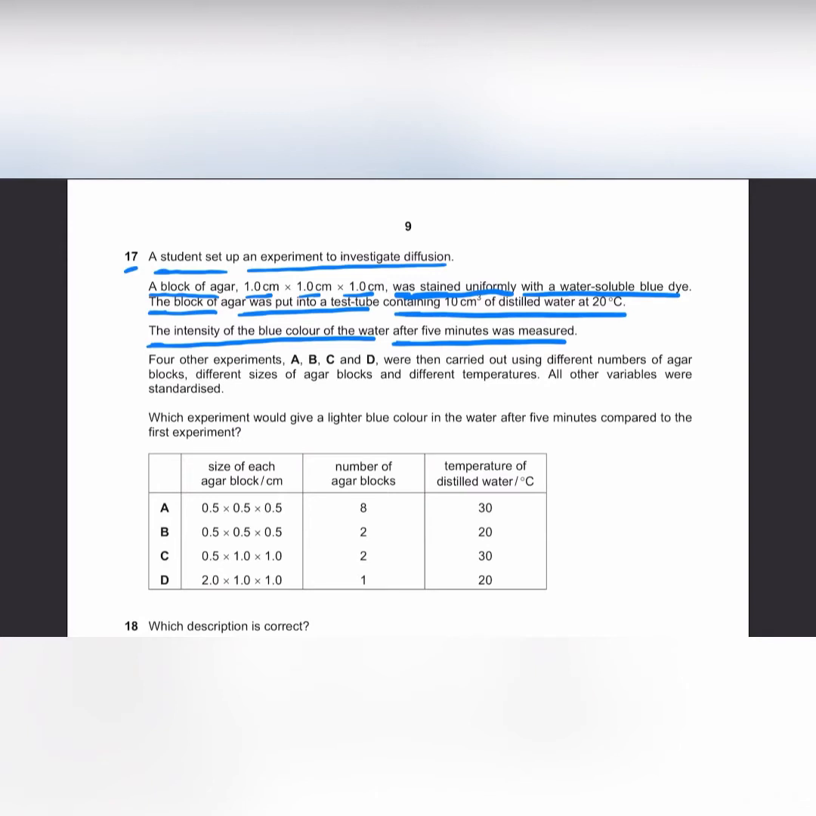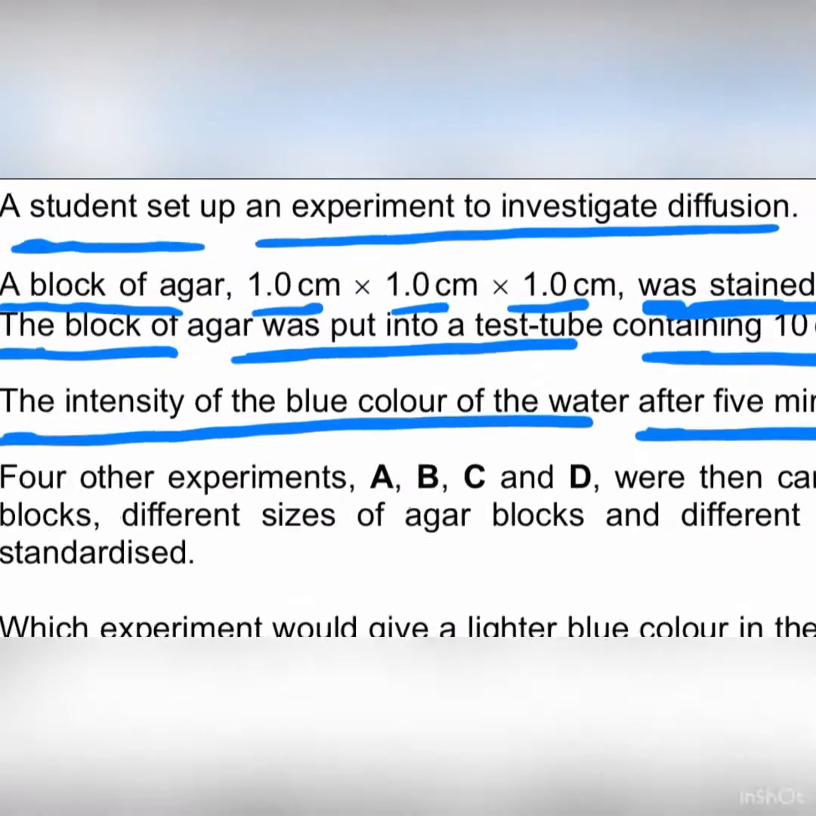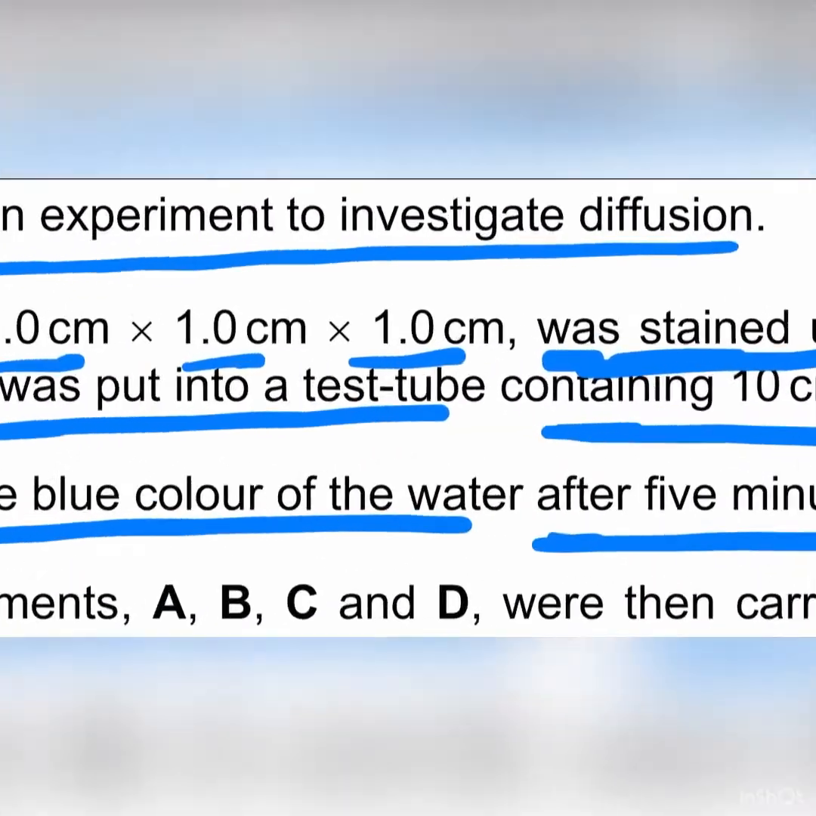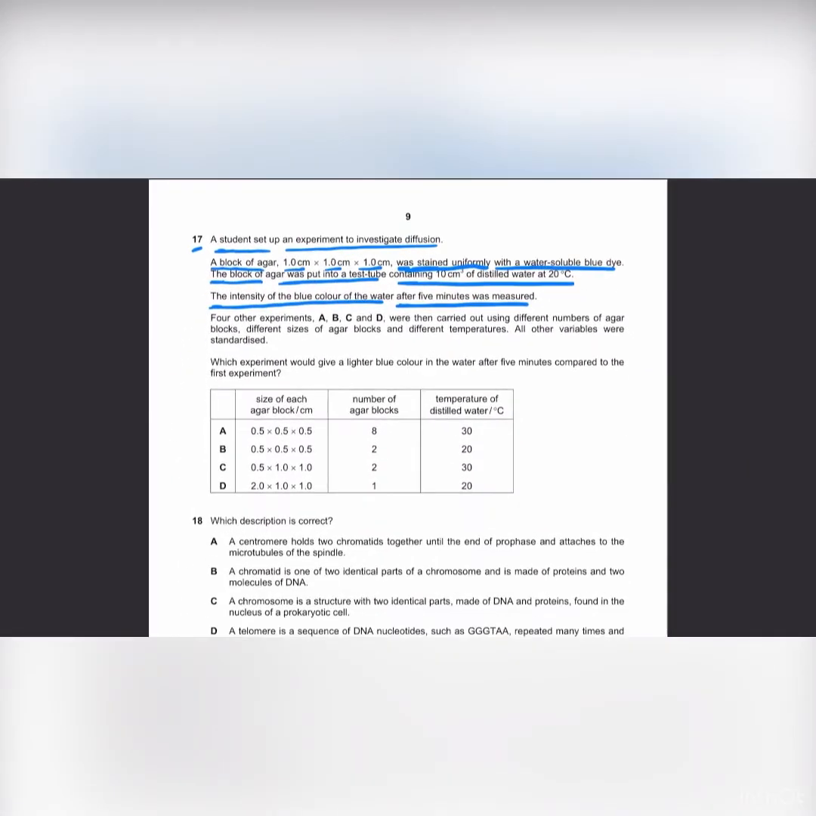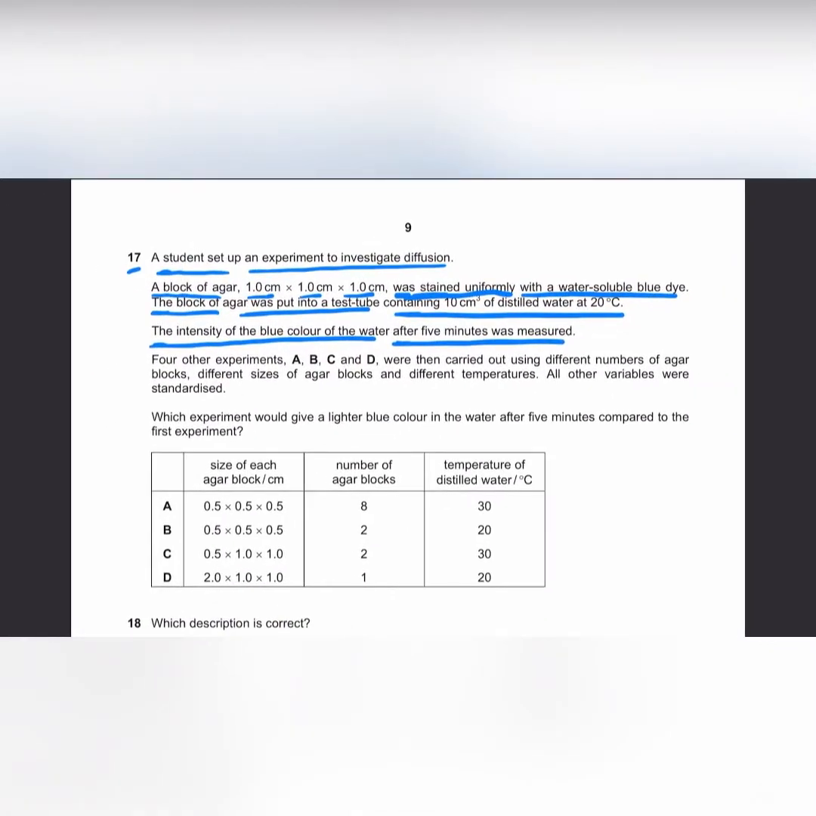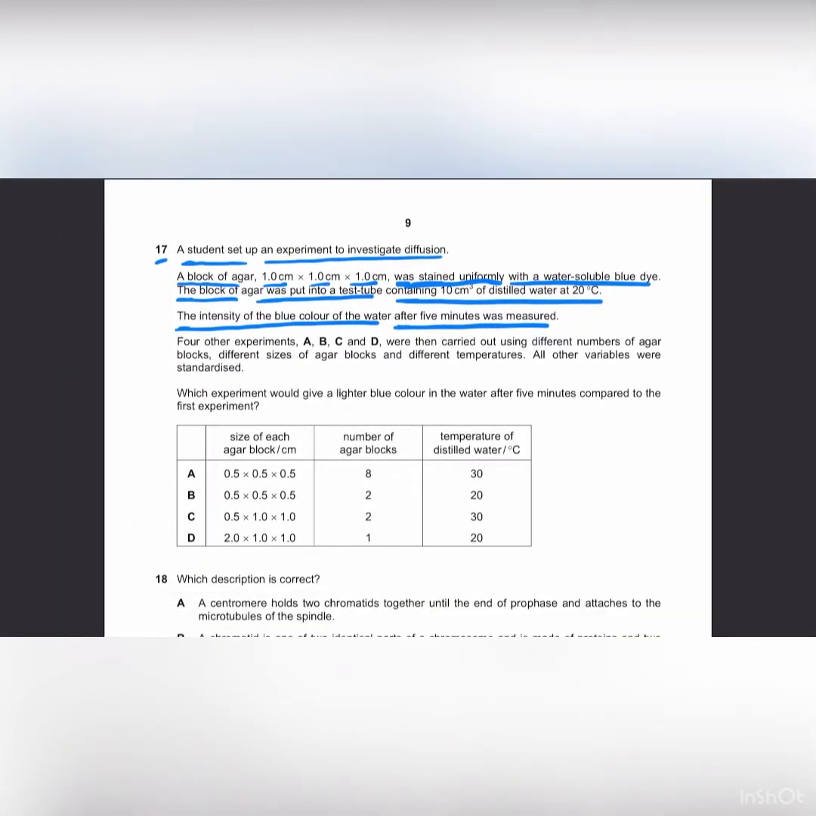So let me explain this experiment. The student is investigating diffusion, and took a block of agar jelly which was 1 centimeter by 1 centimeter by 1 centimeter, which means the block has a length of 1 centimeter, width of 1 centimeter, and height of 1 centimeter. And this block was stained with a water soluble blue dye, right? So the block turns blue, but this dye is water soluble. If we put the block in the water, the dye will dissolve in water and the block will turn colorless, right? The block of agar was put into a test tube containing 10 centimeter cube of distilled water at 20 degrees Celsius. This means that because the blue dye is water soluble, it will leave the agar block and dissolve in water.